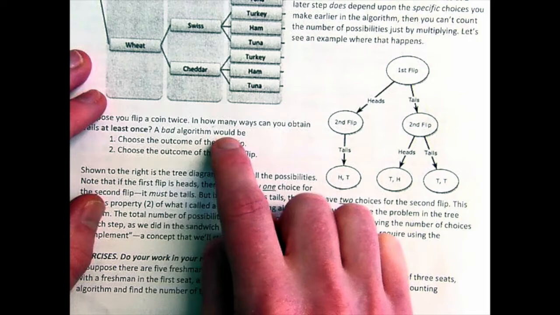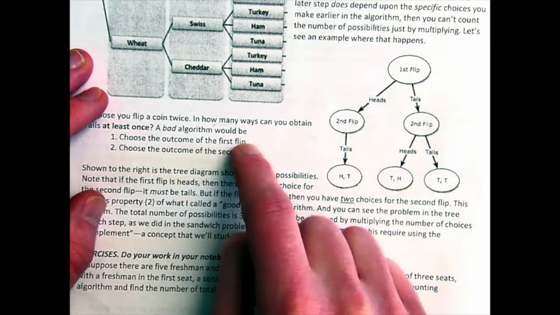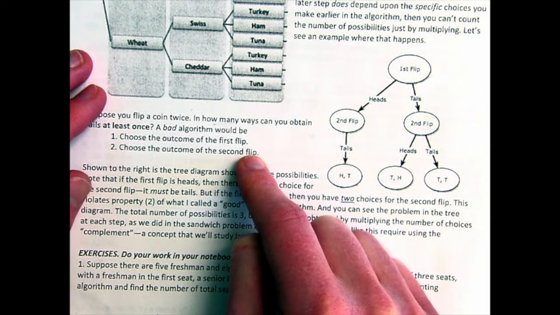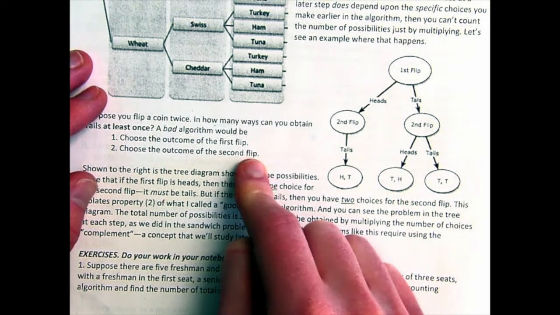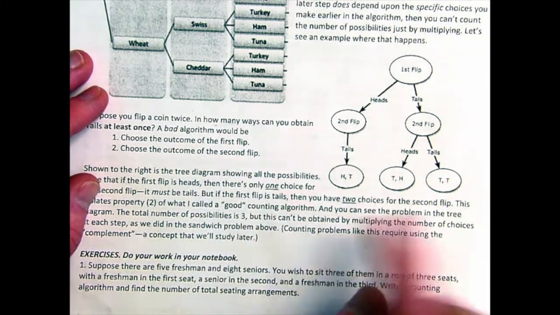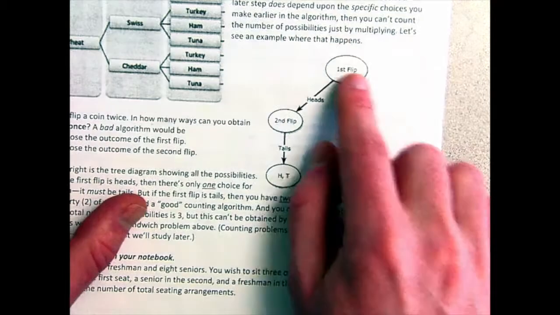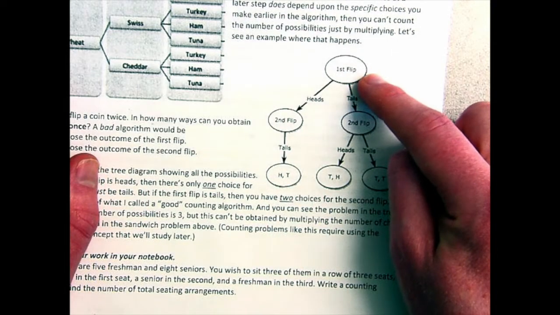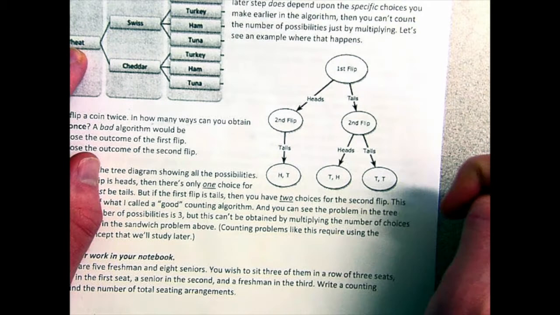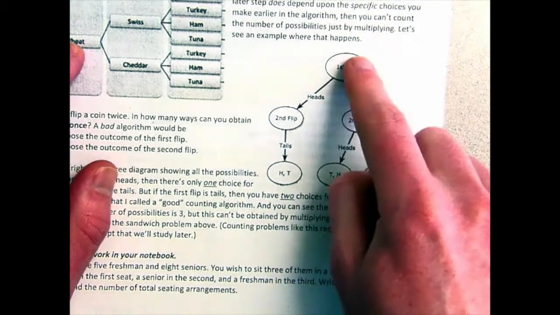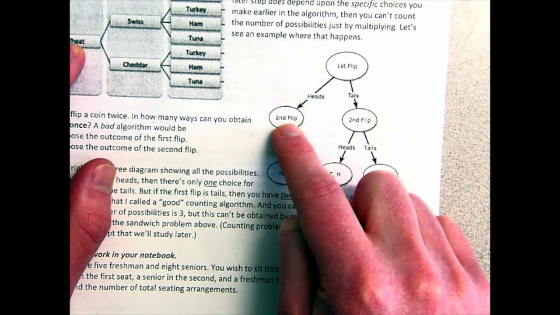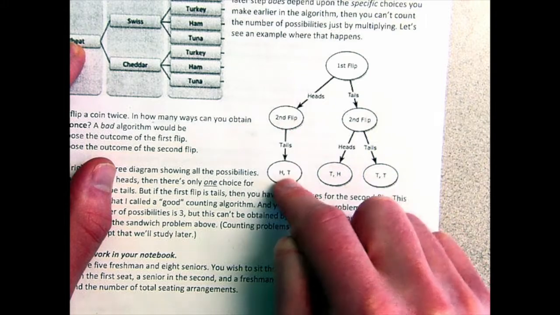Here's a bad algorithm. Step 1, choose the outcome of the first flip. Step 2, choose the outcome of the second flip. As we're going to see, the number of choices at the second step depends upon the specific choice for the first step. So here's a tree diagram for the situation. You have your first flip, and of course that could come up heads or tails, right? Now, here's the thing. If your first flip comes up heads, then with your second flip, you only have one choice. It actually must be tails.